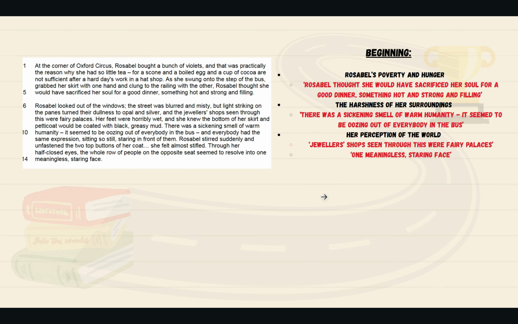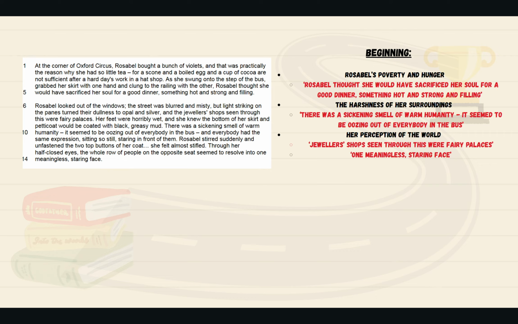So if I put these quotes down, for the poverty and hunger, I've picked out the quote, "Rosabel thought she would have sacrificed her soul for a good dinner, something hot and strong and filling." For the harshness of her surroundings, I've put the quote, "There was a sickening smell of warm humanity. It seemed to be oozing out of everybody in this bus." And for her perception of the world, I've put, "The jewellers' shops seen through this were fairy palaces," as well as the quote, "one meaningless staring face."